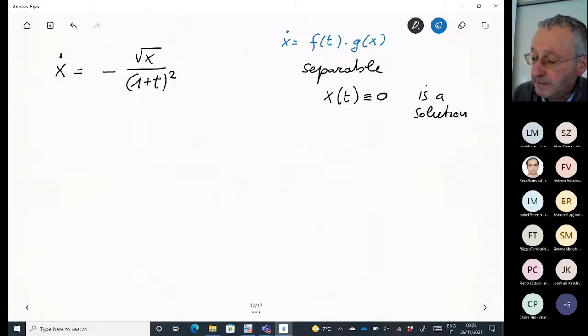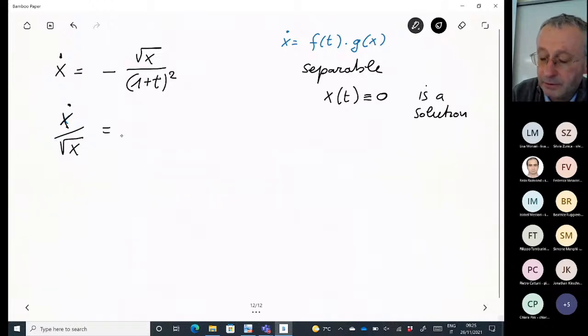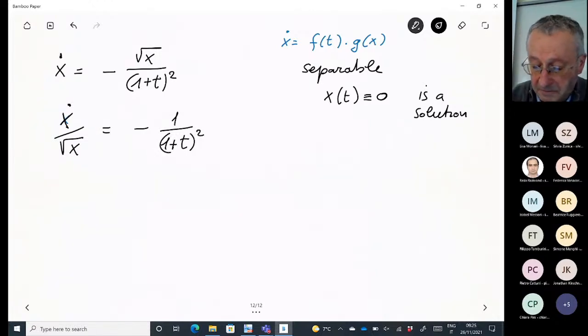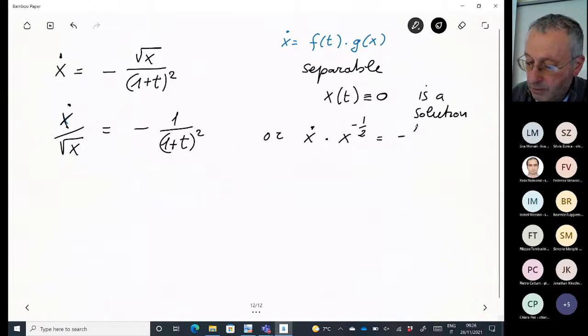Once we identify the so-called zeros of the expression g of x, we can divide both sides. In this case, we can separate the variables, dividing both sides by square root of x. So I write here x dot divided by square root of x is equal to minus 1 over (1 plus t) squared, or if you like, x dot times x to the power of minus 1/2 is equal to minus 1 over (1 plus t) squared.